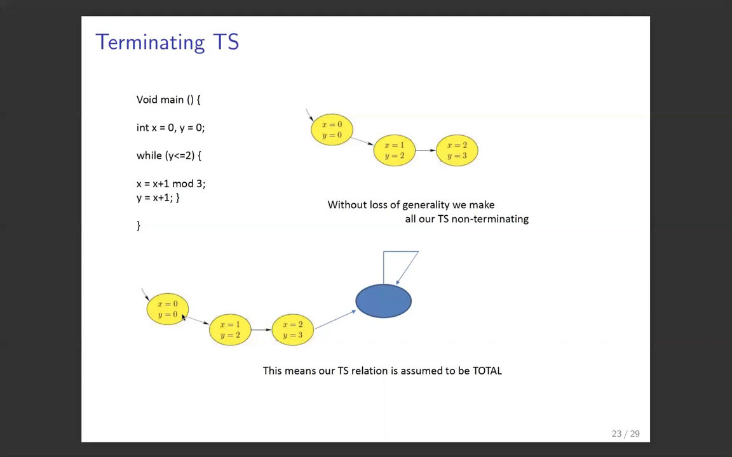A total function means it has to be defined for every possible value in its domain. So here, what is the domain of the transition relation? It is the cross product of x and y, correct? Yes, pairs of x and y. So the last one doesn't have it, correct?